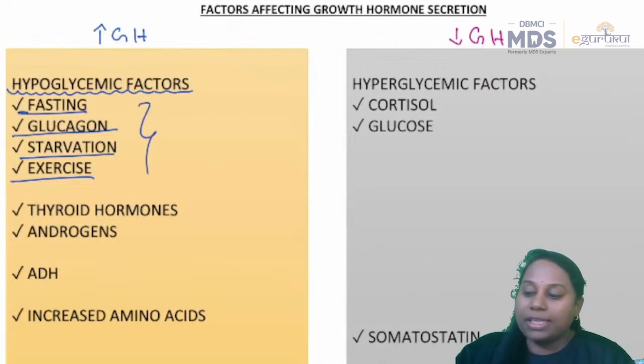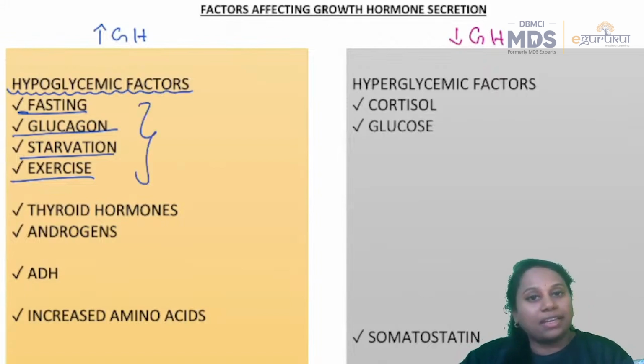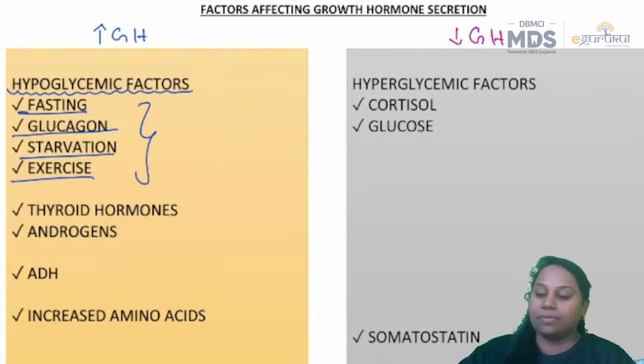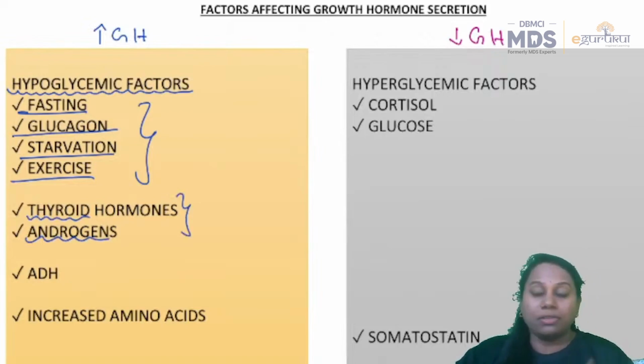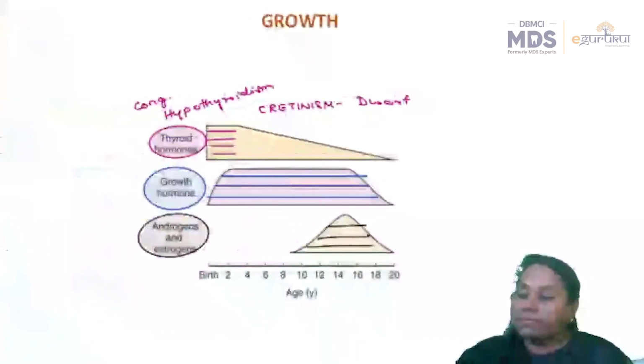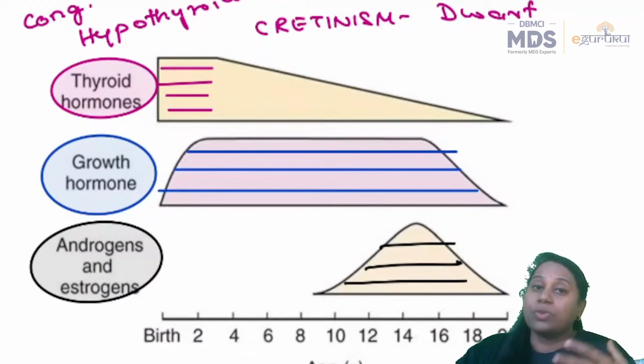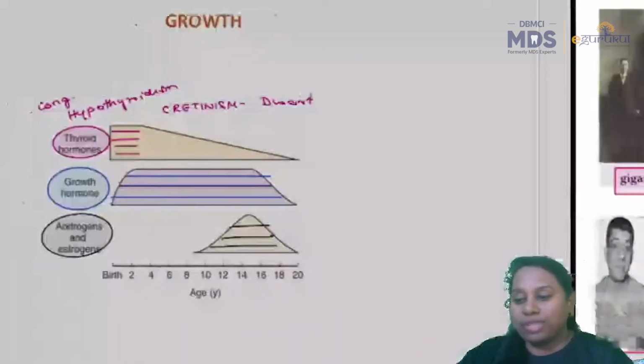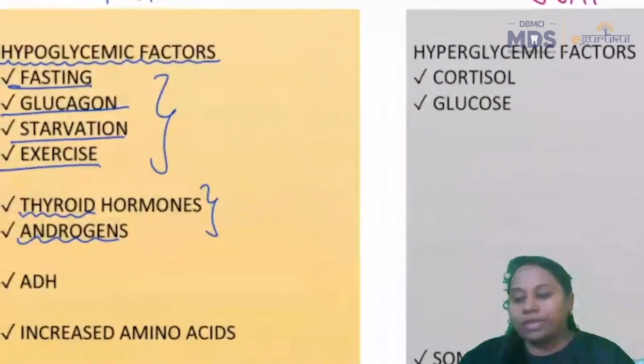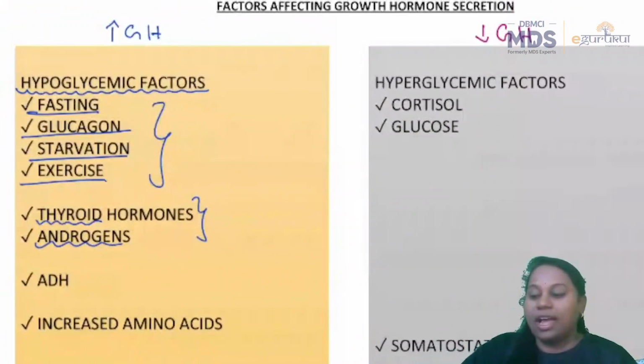So all these can increase growth hormone secretion. Thyroid hormones and androgens. You remember this diagram? Thyroid hormones and androgens, what is the effect? They increase growth. So thyroid hormones and androgens also increase growth, so they will also increase growth hormone secretion.